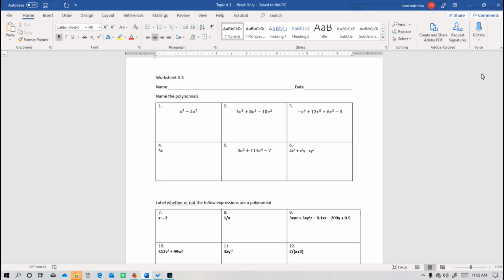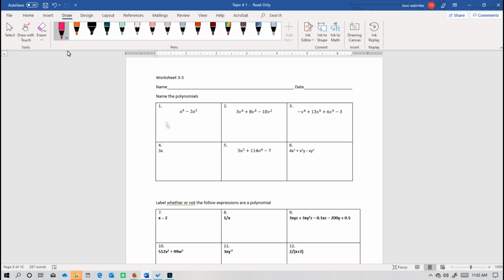Alright, so in this first one we're supposed to name the polynomial. Remember, they are named by how many terms they have. So because this first one has 2 terms, it's considered a binomial. Bi means 2. Think of it this way, if I'm riding a bicycle, bi means 2 wheels.